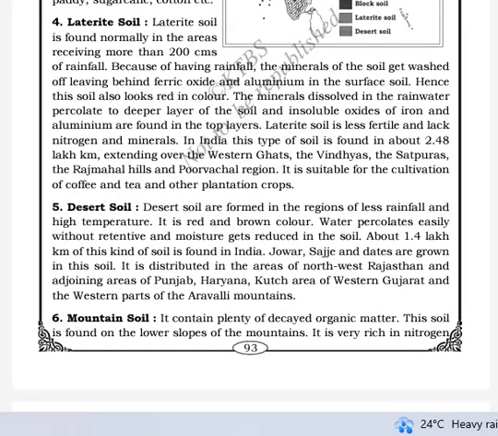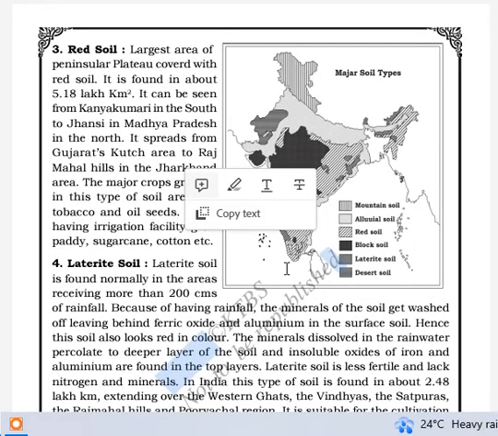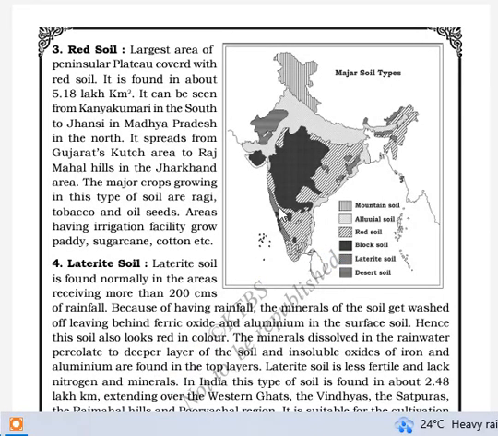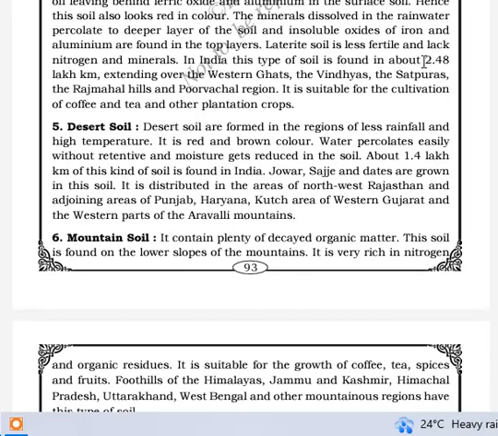If you look at the map, wait, let's check that once. This is for the laterite soil, right? So laterite soil is present in this area a little bit, and in these areas small. Since you can see that only in 2.48 lakh kilometer area is this laterite soil present. So it is only present in the Western Ghats, the Vindhyas, the Satpuras, the Rajmahal Hills, and the Purvanchal region.